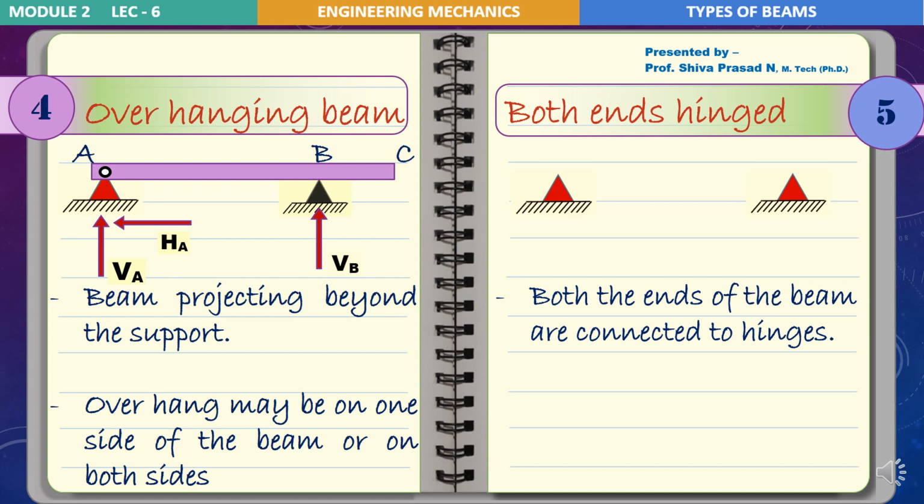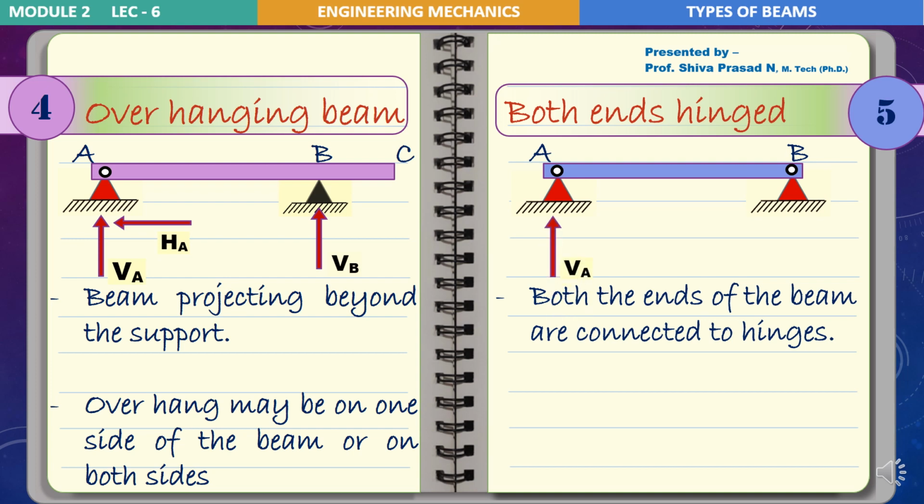I'll choose two supports over which a beam is placed, and both these ends are connected by means of hinges. You can observe that in the sketch over there. So next, drawing the free body diagram for this type of beam. Let's name them A and B.